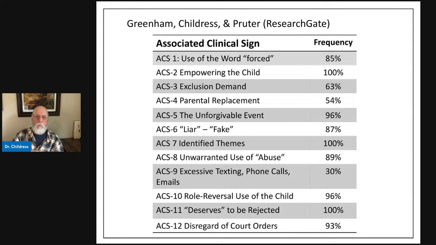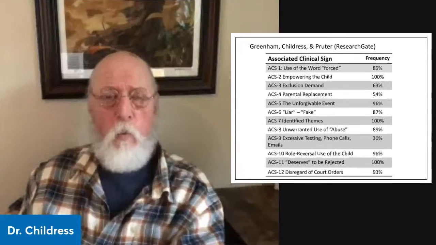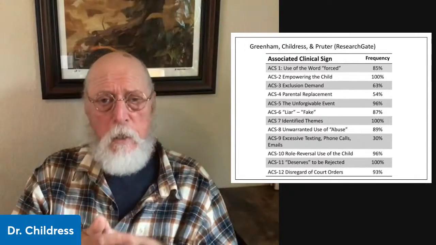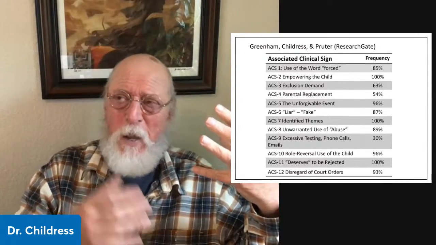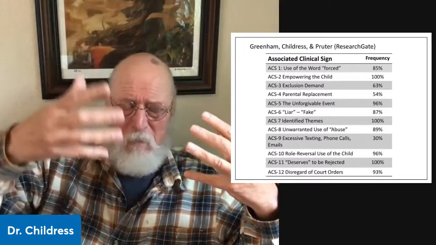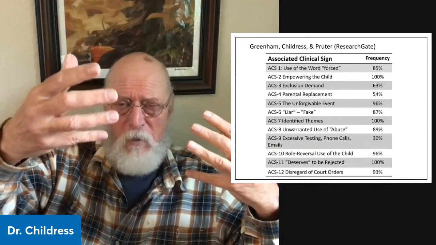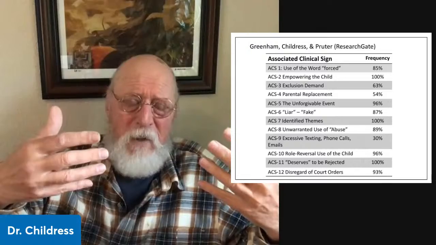And then number 11, deserves to be rejected. That's the spousal abuse theme. The other person deserves to be rejected because of some failure or inadequacy they have. And then disregard for court orders is 93%. So that's the frequency in the data for the 12 associated clinical signs. So they're often present. What those are helpful with is, you have the 3 diagnostic indicators. You have the parenting practices of the targeted parent are normal range. And so you've identified the pathology.